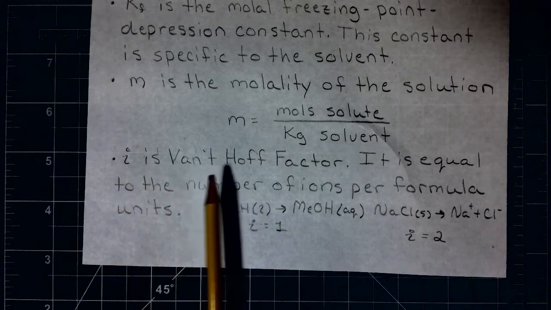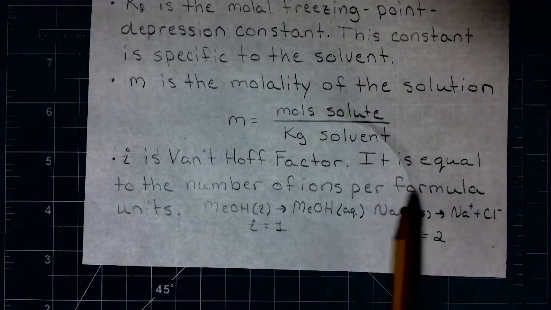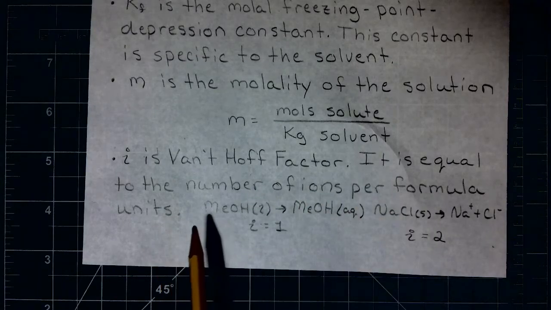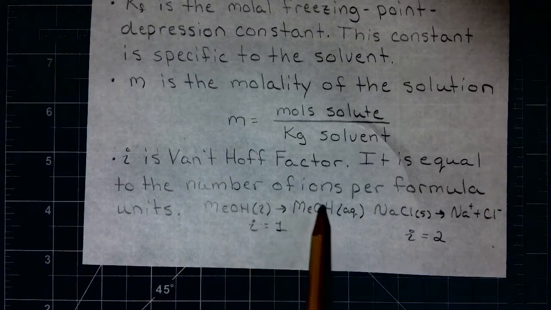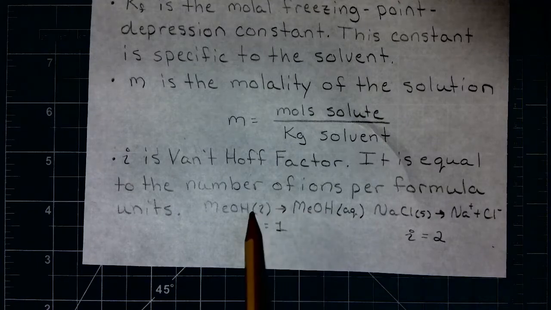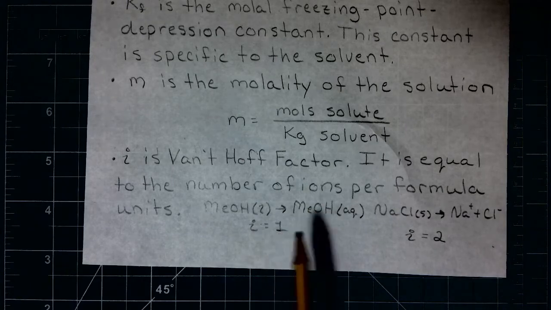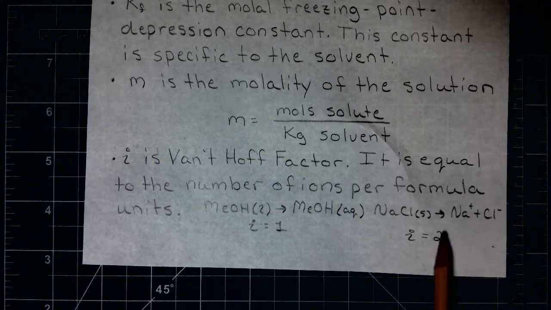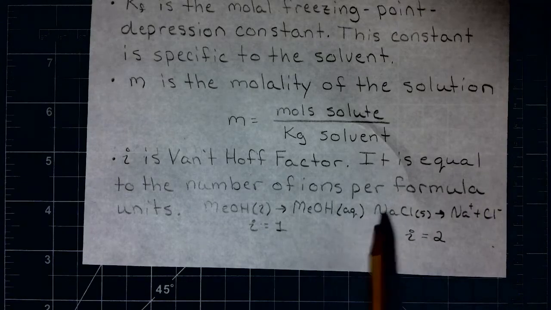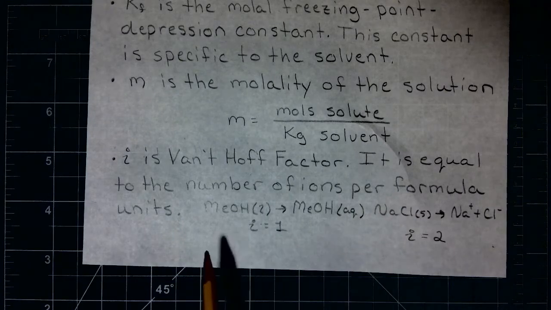i is something called the van't Hoff factor. It is equal to the number of ions per formula unit that are formed when the solute dissolves. So in the case of, say, methanol liquid that you add to water, you still have one thing here. This guy doesn't really ionize or break apart, so i equals 1. In the case of sodium chloride going into water, it forms these two ions, so i equals 2. If you had something else that broke up into, say, 3 different ions, i would equal 3.